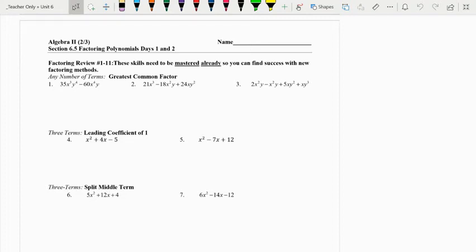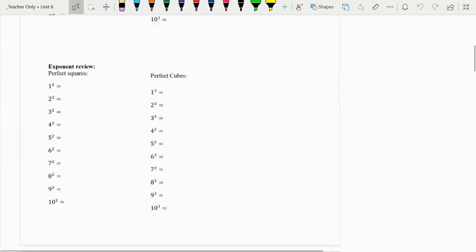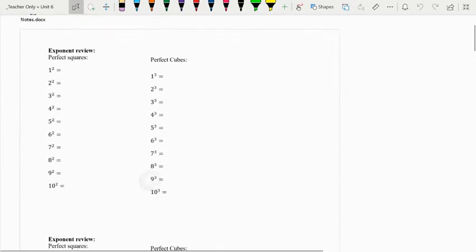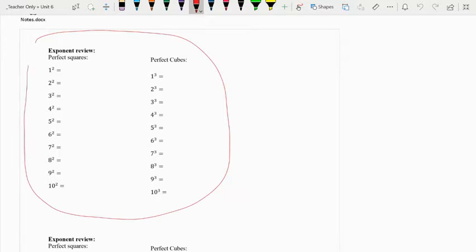So today we're going to talk about 6.5, which is factoring polynomials. But before we really truly get started on this, go ahead and scroll up and fill out the perfect squares and perfect cubes. This part right here is going to be a good little resource for you moving forward, and make sure that you are able to kind of recognize these things.